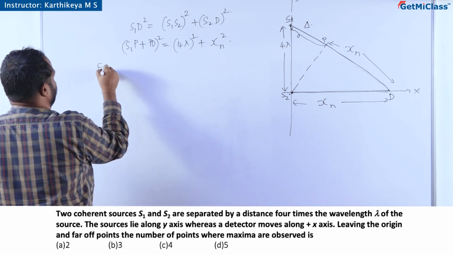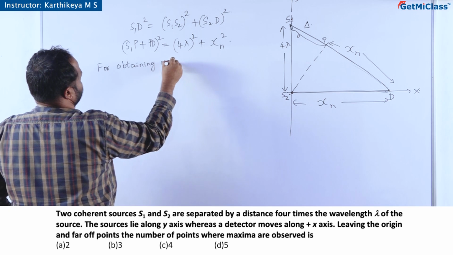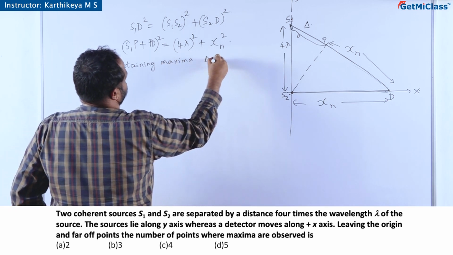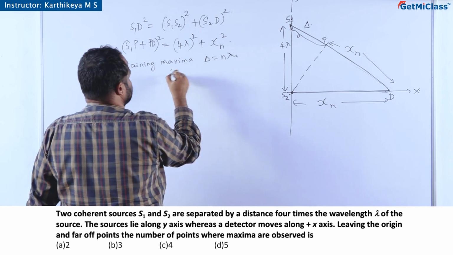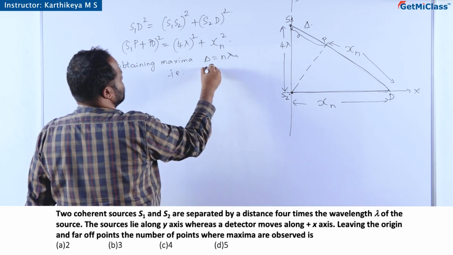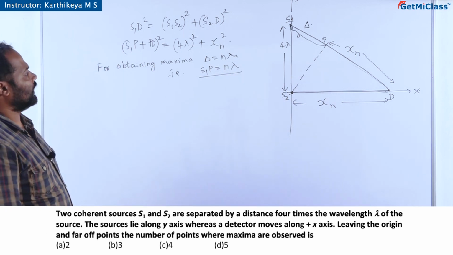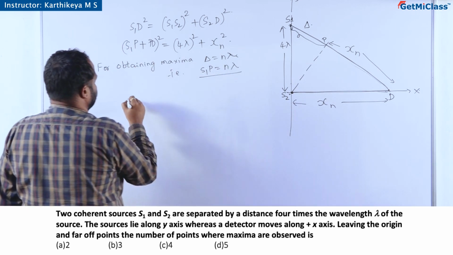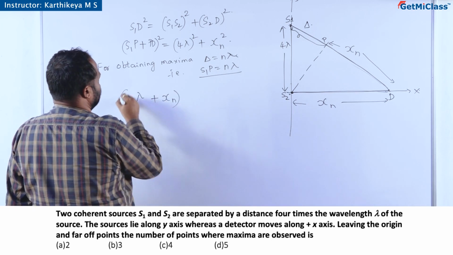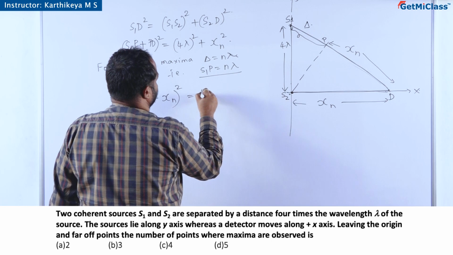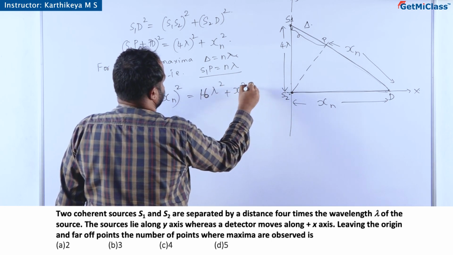So for obtaining maxima, delta should be n lambda. That is, here the path difference is S1P, so S1P should be n lambda. Now substitute: (n lambda plus PD, which is also xn) whole square is equal to 16 lambda square plus xn square.